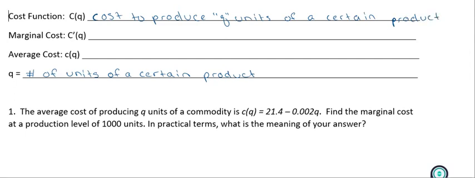And then marginal cost is the rate of change. That should sound familiar: the rate of change of cost to produce Q units. Notice the prime right here, which means a derivative. So the marginal cost is the derivative of the cost function, and it's the rate of change of cost.